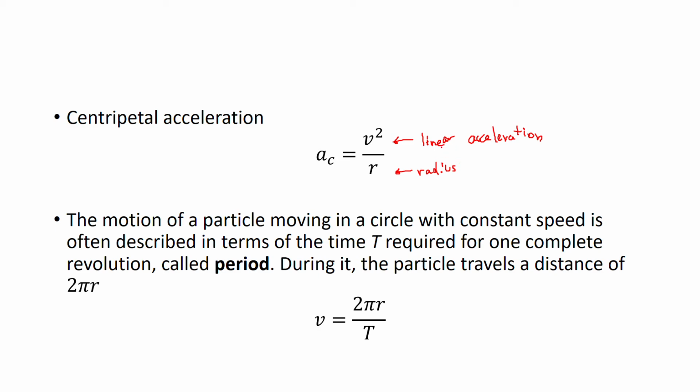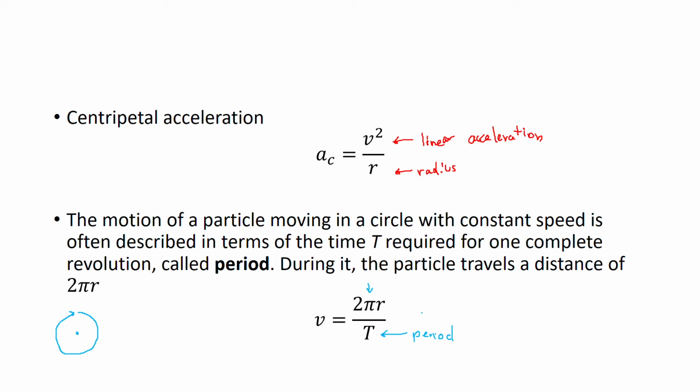If we have the motion of a particle moving in a constant circle, we're going to have something called the period. You should have checked that in middle school. The period is the time it takes something to go around in a circular motion. That duration is going to be T, and that is called the period. During that period, the particle is going to travel a distance of 2 pi r.